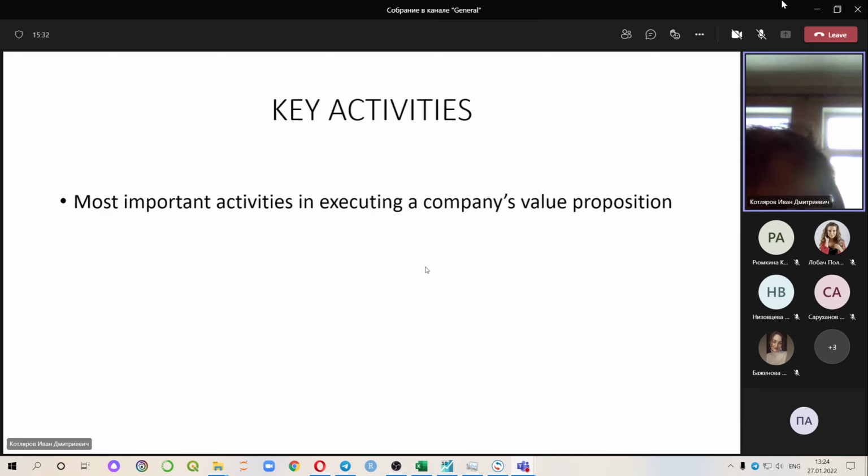And obviously, in this case, the total efficiency of Uber will be destroyed. Is it clear, ladies and gentlemen? Do you understand? Yes, it is. But what can be named not key activities for Uber? How do you think, guys? Any ideas?